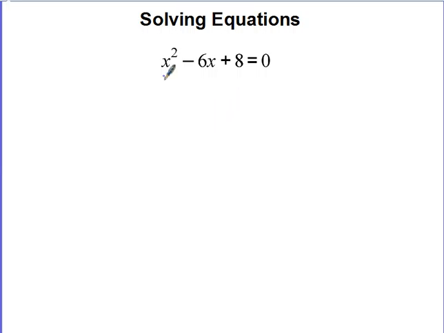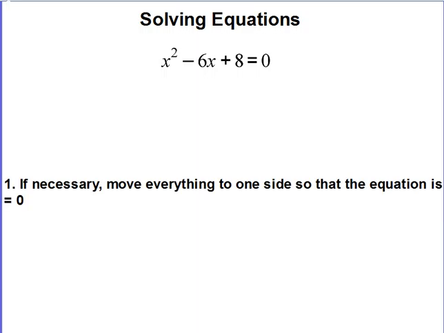So what we have to do here is use factoring to solve this equation. The first thing that I am going to do, if it's not already done, is move everything to one side so that the equation is equal to 0. Well, this one is already equal to 0. Everything's over there. So step 1 done for us. Step 2 is going to be to factor. So I'm going to take this left side of the equation and factor it. So I'm going to draw my x. I need numbers that multiply to 8 and add to negative 6.